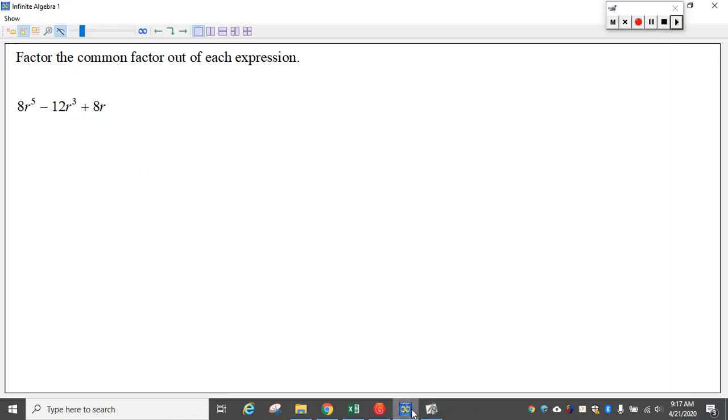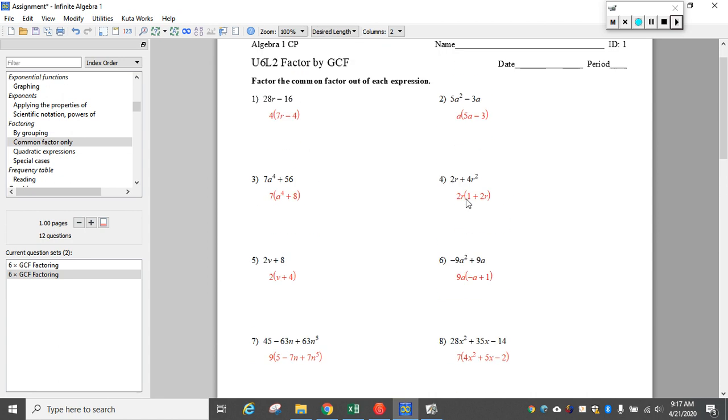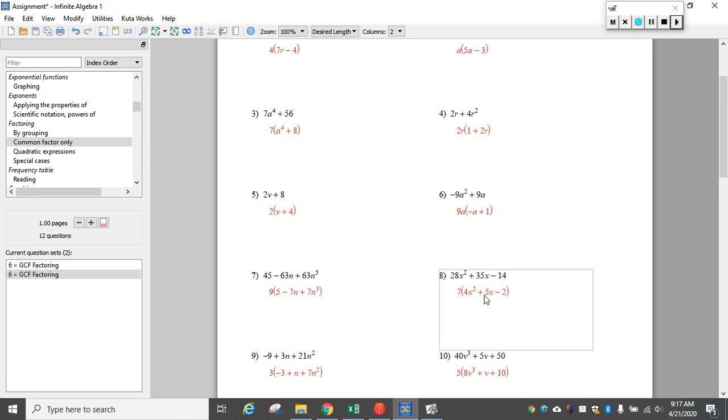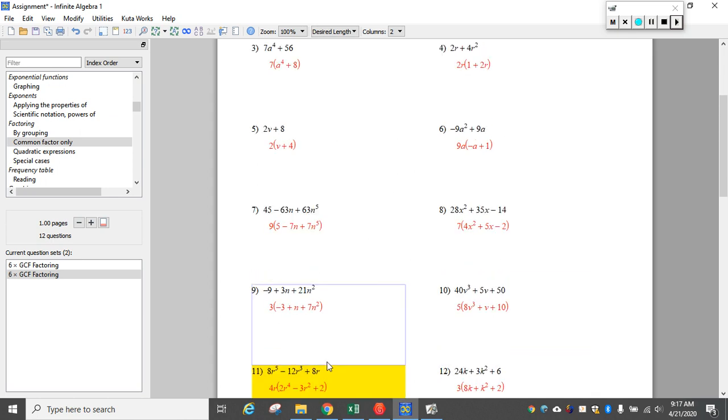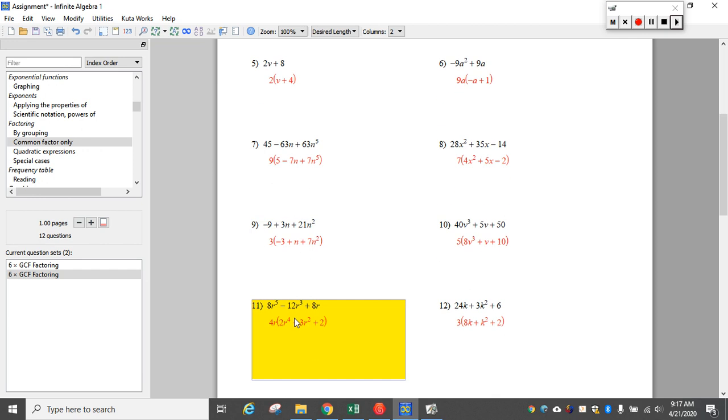So when we look at your assignment, this is what your assignment looks like. It's the same thing that we've been working on. You have 2 terms, finding out what you have in common with 2 terms. And then, what do we have in common with 3 terms? In some cases, you'll have a variable in only 2 of them and not one in the other. In some cases, you'll have a variable in all 3 terms. All right? So you need to keep that in mind.